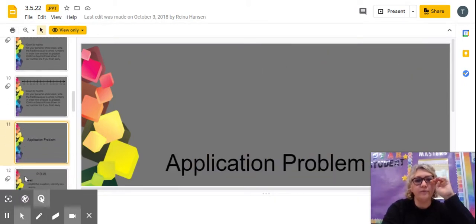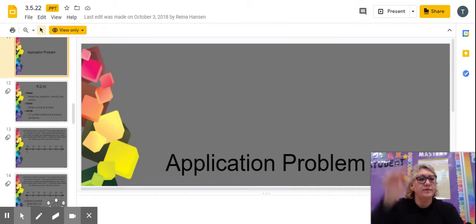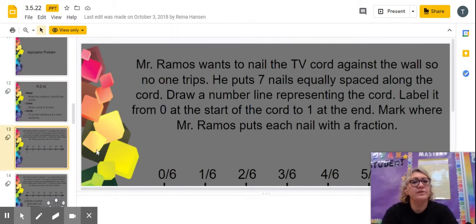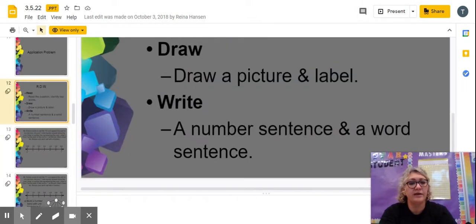Okay, so now we're going to move on to our application problem. Remember, we're going to read the problem, find out the important information, and then write it down. So here is our application problem. Mr. Ramos wants to nail the TV cord against the wall so no one trips. He puts 7 nails in equally spaced along the cord. Draw a number line representing the cord. Label it from 0 at the start of the cord to 1 at the end. Mark where Mr. Ramos puts each nail with a fraction.